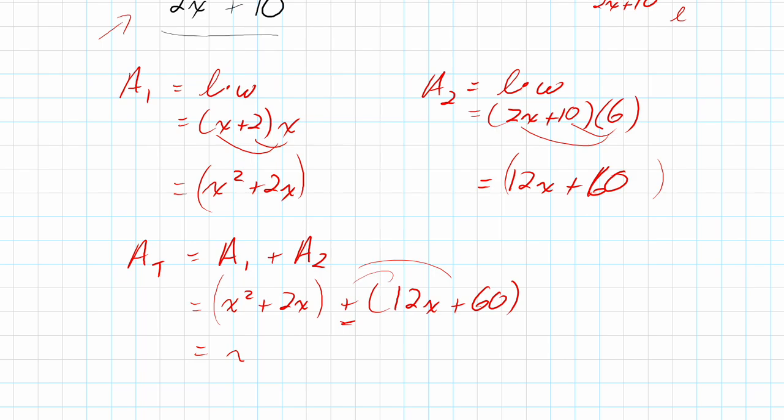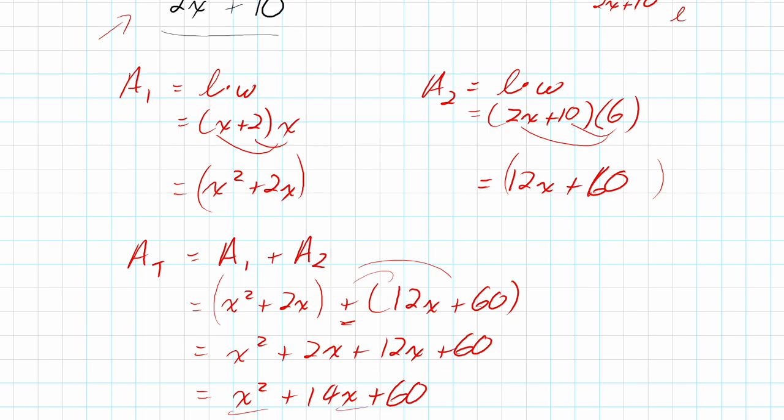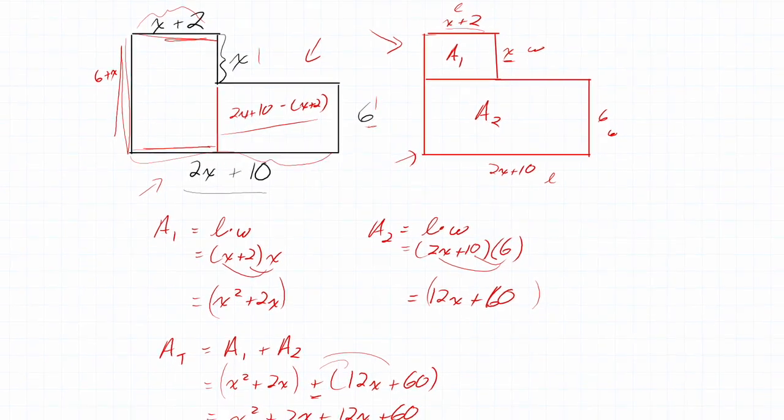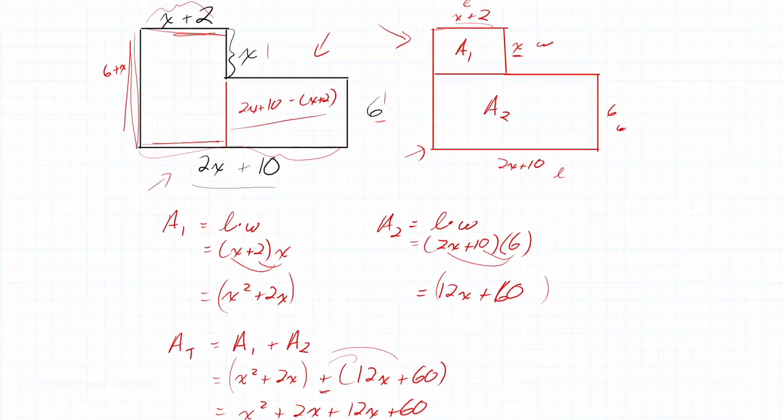This ends up just being x squared plus 2x plus 12x plus 60. And then you group them together. That's it. 14x plus 60. That is the relationship, okay? Because we don't technically know x. Maybe in the question they'll tell you after that x is equal to 2. And then in the end, you can just plug 2 in and get a value for this. But that's the process for a question like that where you have a composite shape made up of multiple shapes.